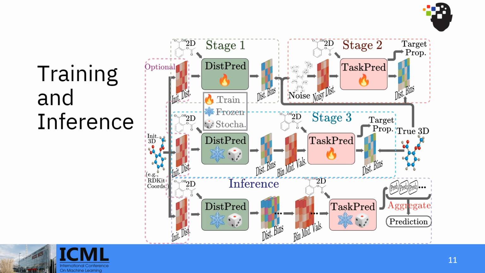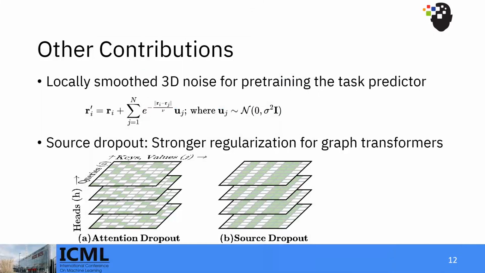This two-stage model architecture, combined with our three-stage training approach and stochastic inference strategy, enables us to make fast, accurate, and robust predictions of target properties from 2D graph inputs. Now let's discuss some additional contributions of our work that enhance the performance and robustness of our model.